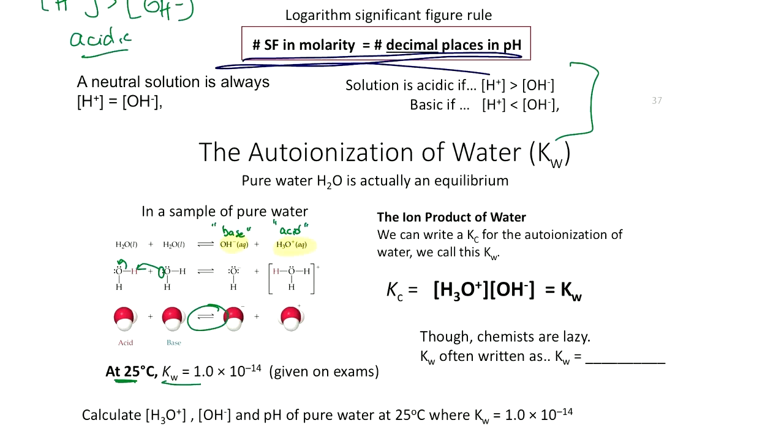So chemists are lazy, though. We don't like to write H3O+. H3O+ means acid, it means H+, but it has an extra water molecule on there. H+ actually doesn't exist. It's always attached to a water molecule. But chemists are lazy and we don't want to write all those letters. So we oftentimes just rewrite it as Kw equals H+ times OH- equals 1 times 10 to the negative 14 because we're lazy.